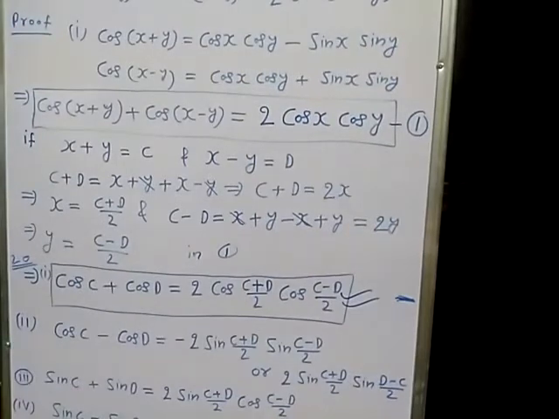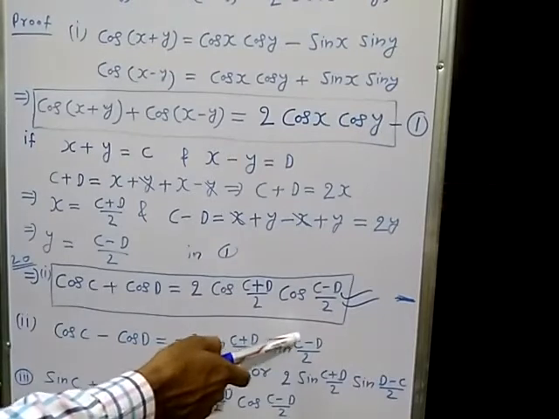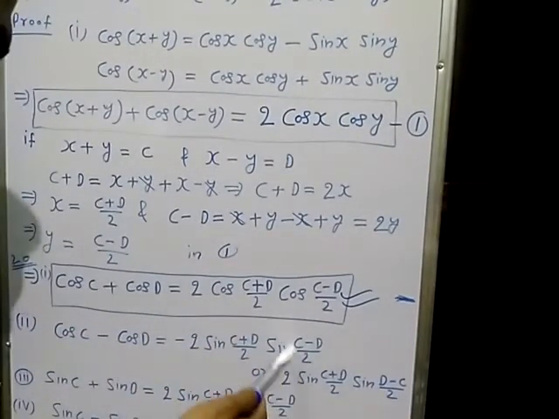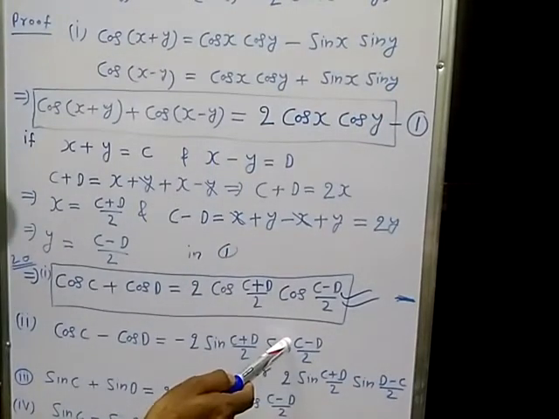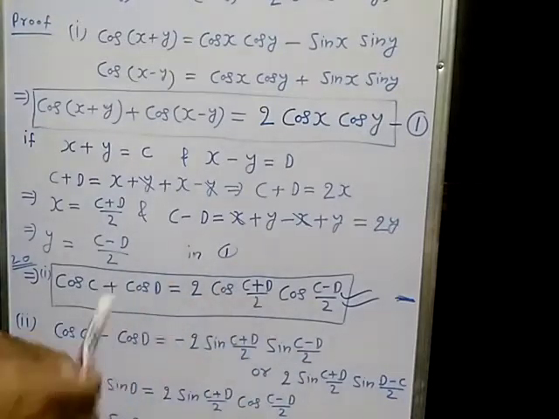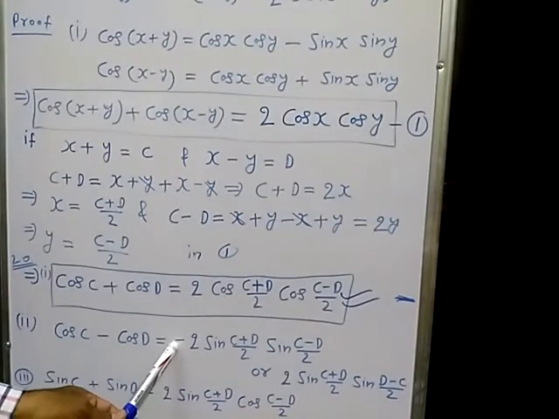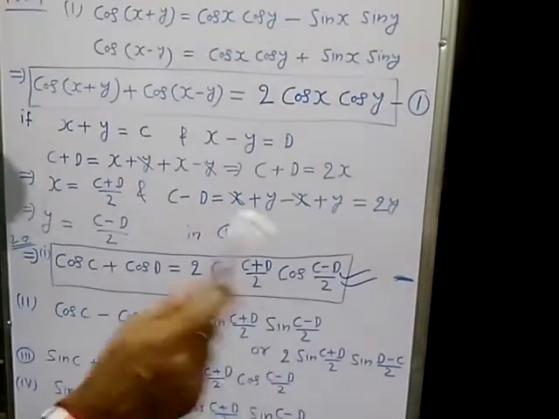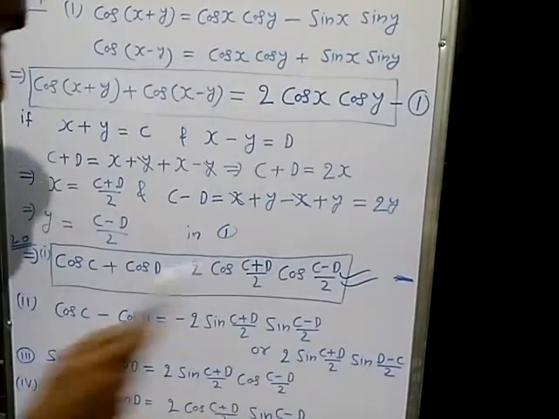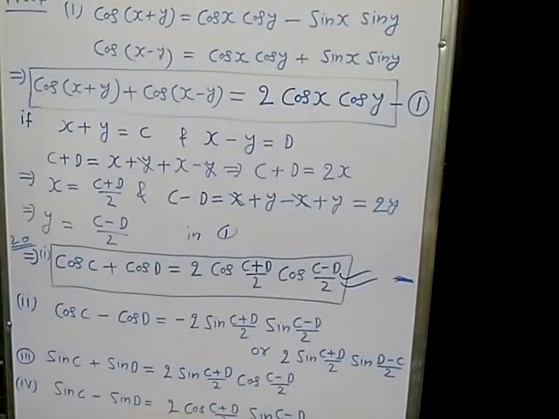This is the formula of cos C minus cos D: minus 2 sine (C plus D) by 2 into sine (C minus D) by 2. You remember, if I take minus common, it becomes sine of minus (D minus C) by 2, and since sine of minus theta is equal to minus sine theta, the minus comes out and multiplies, and it becomes plus. So it can also be learned this way: twice of sine (C plus D) by 2 into sine (D minus C) by 2.